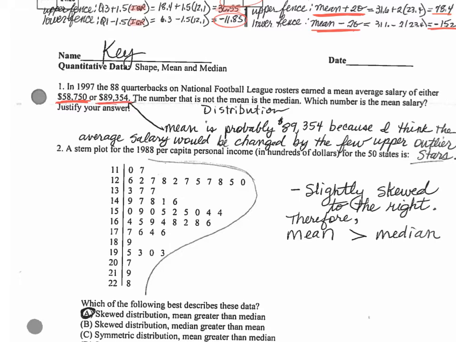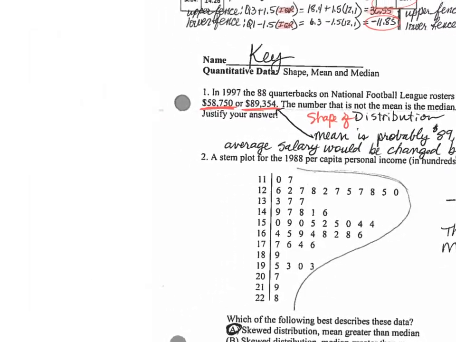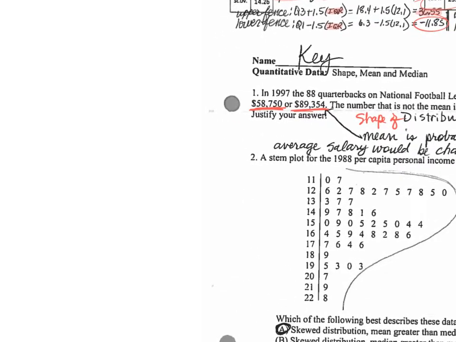One of them is the mean and one of them is the median. And so how do you tell? The key to this is you have to know the shape of the distribution. And so to figure out that shape of the distribution, let's just think about football players' salaries.